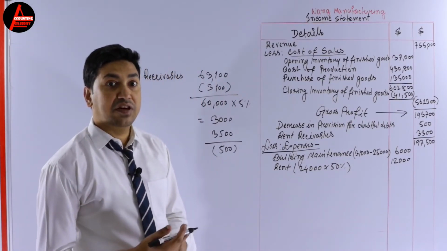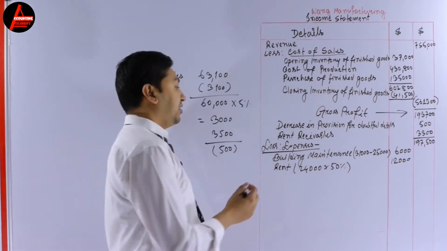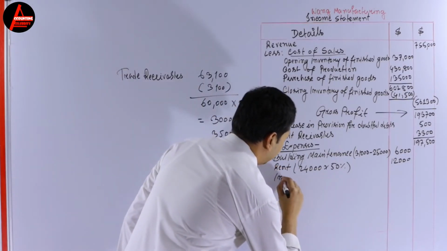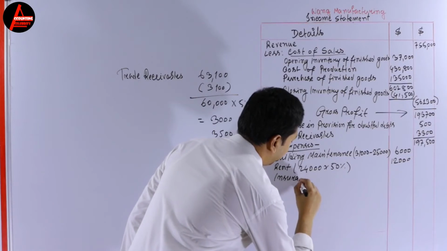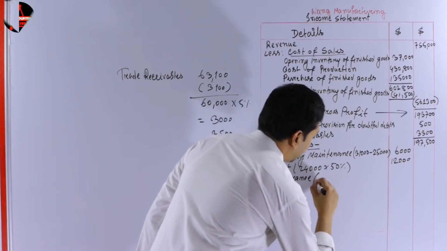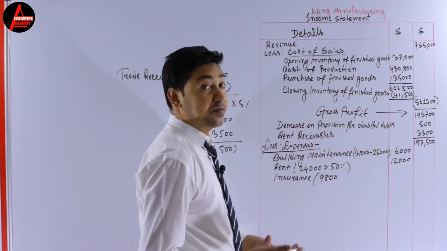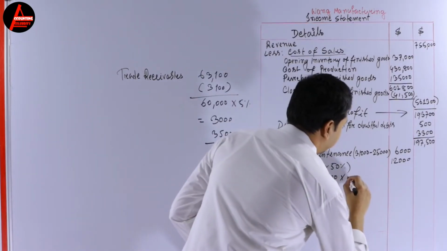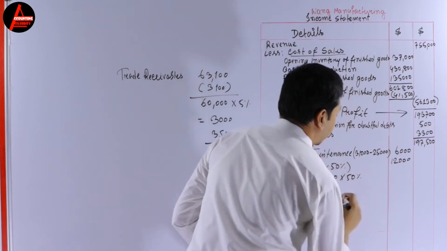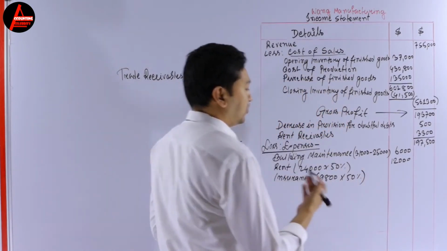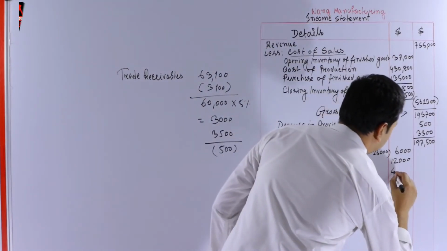Okay, then here we have insurance. What is our insurance? It is $9,800. So let us write insurance $9,800. Same 50% for factory, so the rest 50% will come in this account. So if we calculate, it is $4,900.